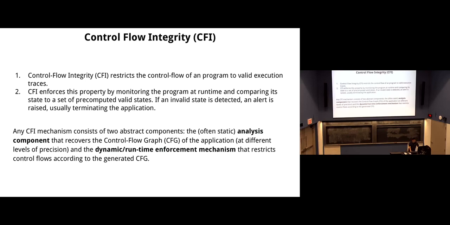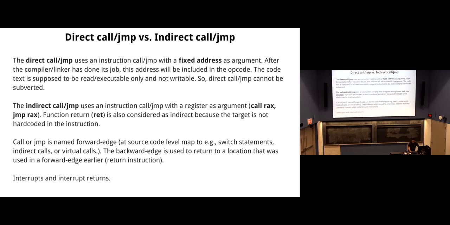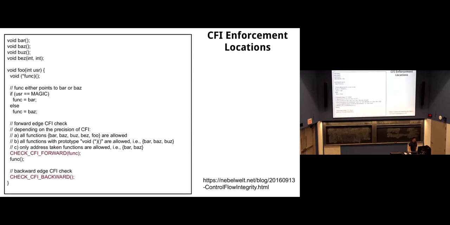Most CFI mechanisms have two components. One is the analysis component that tries to recover the control flow graph, the valid set of destinations for each function call. Then it has a runtime enforcement mechanism to check if the destination is in that set. In my lab, we actually do research on this area. We implement and design new CFI techniques on very low-end devices. I already talked about what an indirect call and indirect jump are, so I will skip this one.